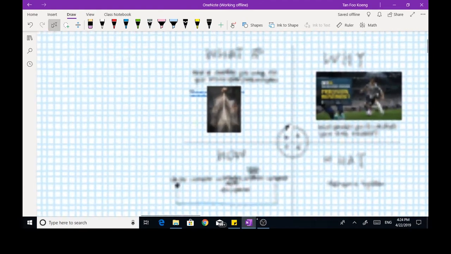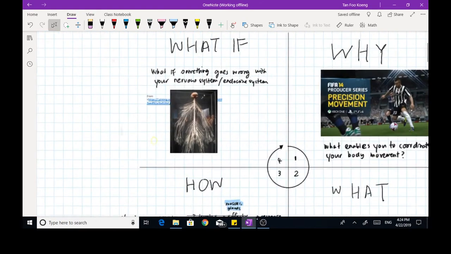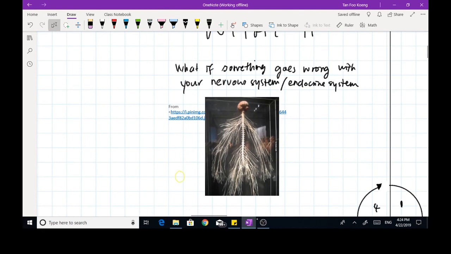Now lastly, what if something goes wrong with your nervous system? Are you able to detect a stimulus? The answer is no. Are you able to see the world? The answer is no. Do you feel hungry? The answer is no. Since you don't feel hungry, do you coordinate your muscle movement so that you go and find food, you digest the food? Certainly no. So basically, without the nervous system, we can't function.